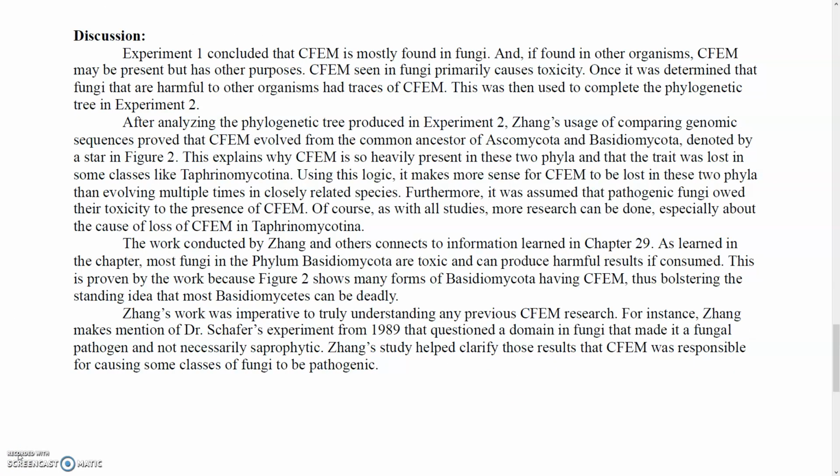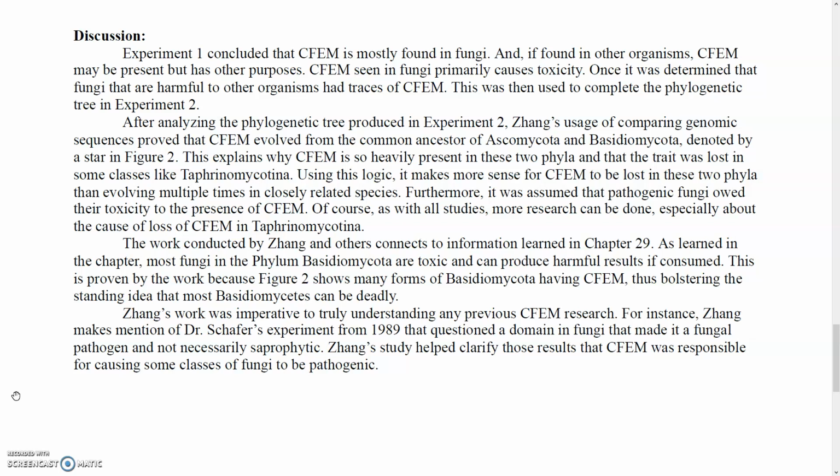Discussion. Experiment 1 concluded that CFEM is mostly found in fungi. And if it's found in other organisms, CFEM may be present but has other purposes. For example, we looked at CFEM being found in the endophytic fungus rather than the plant. CFEM here is primarily causing toxicity. This endophytic fungus actually preys upon the plants that it was found in. And the results from experiment 1 were later used to complete the phylogenetic tree in experiment 2.